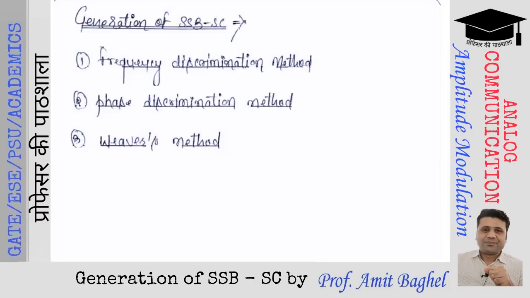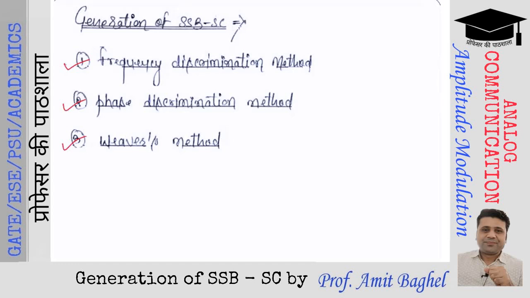The generation of single sideband suppressed carrier. How to generate a single sideband suppressed carrier at the transmitter side? We have three methods. Method number one is frequency discrimination method. Method number two is known as phase discrimination method. Third method is known as Weaver's method.